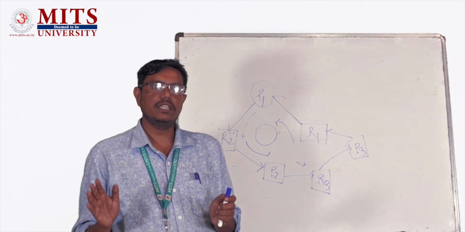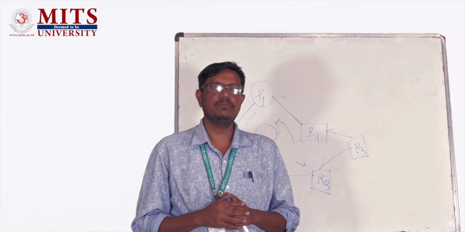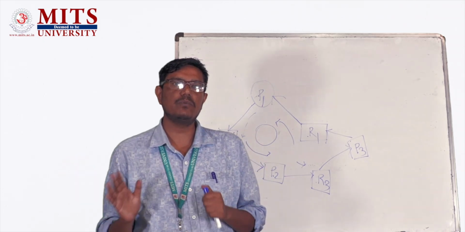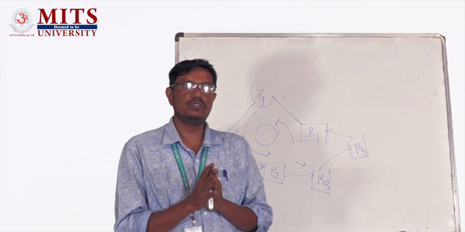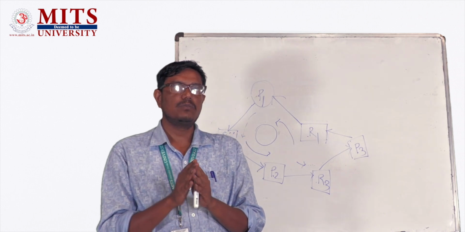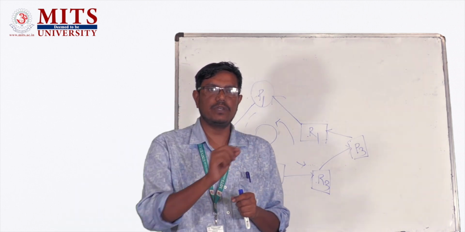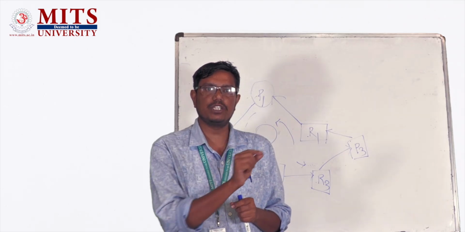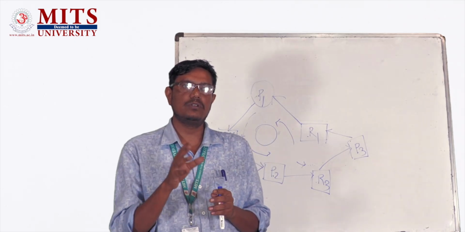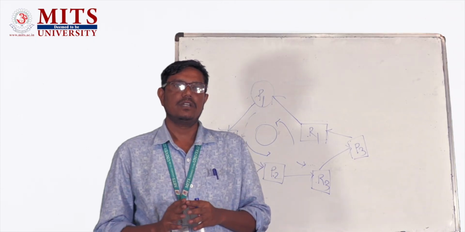Another way is deadlock avoidance. How can we achieve it? There is a popular algorithm called the banker's algorithm. Using the banker's algorithm, we can find a safe sequence, by which sequence we can allocate the resources so that deadlock does not happen.